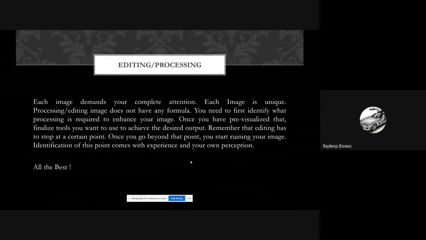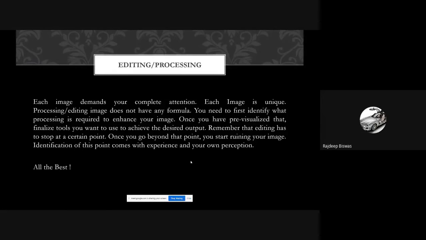There are many tools available which you can use to process your images. However, please, I'm repeating, please try to pre-visualize what you want to do with your image and then finalize the tools and just use them one by one as you want.